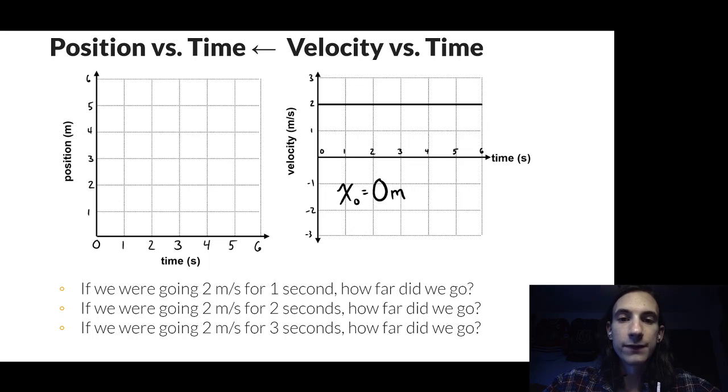we're thinking about this, if we don't even look at the graphs right now, if we just think about what our graphs mean. If we're going 2 meters per second for 1 second, how far would we have gone? We can calculate that pretty quick. We can do 2 times 1 and figure out we went 2 meters.